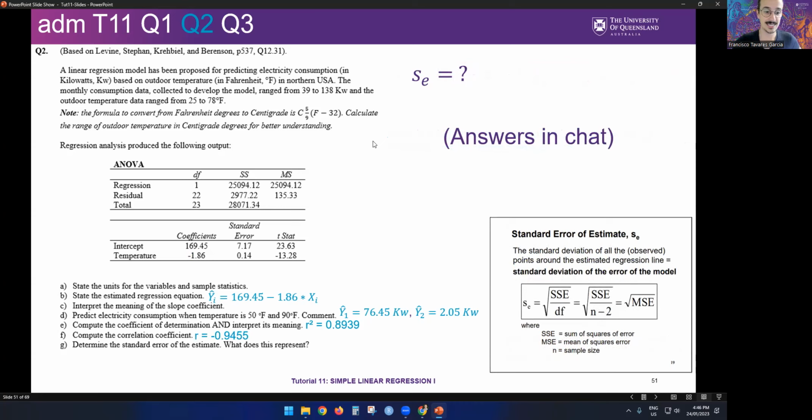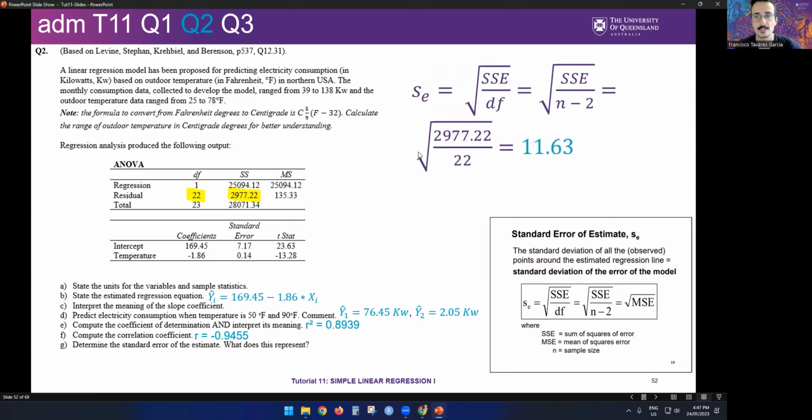Next one, determine the standard error of the estimate. And this is different than the one that we've just done before. Before, we looked at the standard error of our B1. So B1 is here. There's a standard error for it. There's also B0, a standard error for it. But now we want the standard error of our estimate. And look how it's calculated.